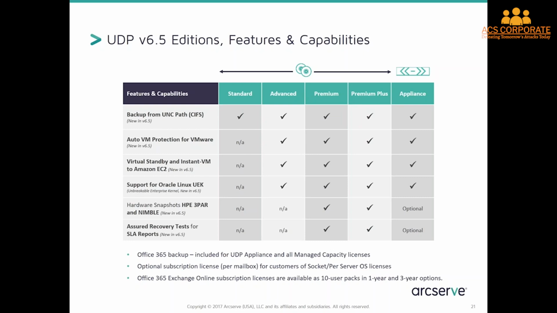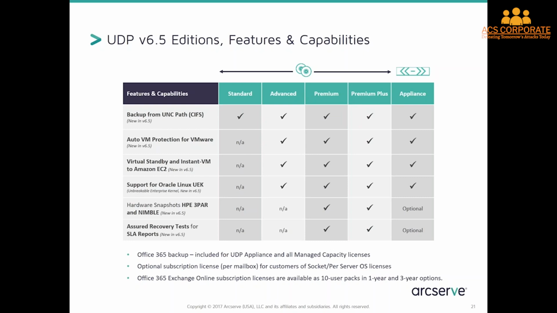Support for the Oracle Unbreakable kernel and support for virtual standby and instant VM into Amazon is also in Advanced. And just like in UDP version 6, hardware snapshot support is available in Premium and Premium Plus. So the fact that we've added vendor support doesn't change that. It's just hardware snapshots in Premium. And if you have the appliance, you can upgrade the appliance to Premium or Premium Plus, so you can get that hardware snapshot support. And same for the assured recovery test.